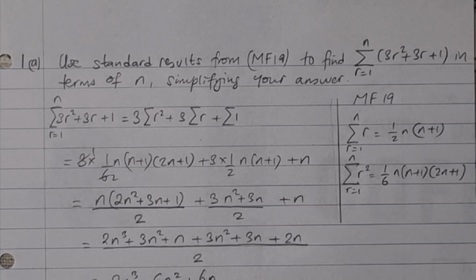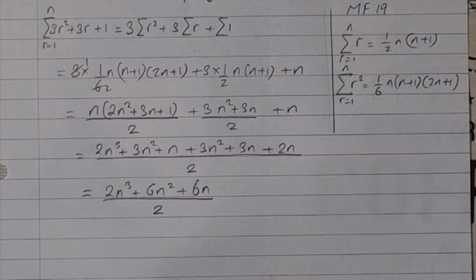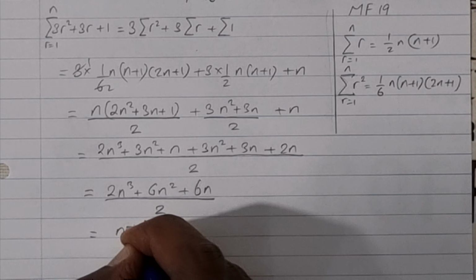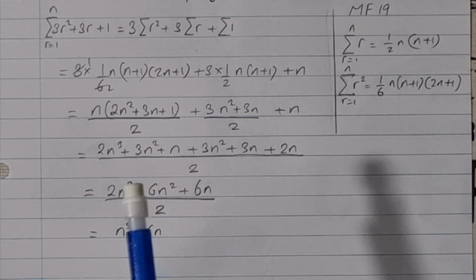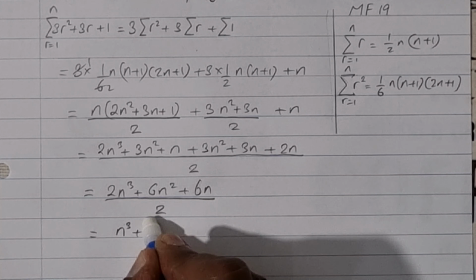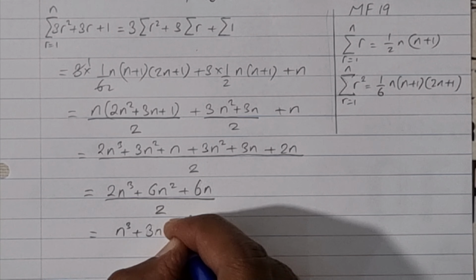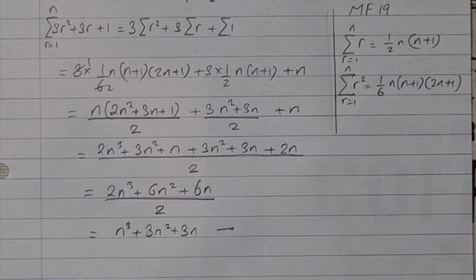So now from here, we're going to get the whole expression divided by 2. So that's going to become n to the cube plus 6n squared. So 6n squared divided by 2 is going to be equal to 3n to the square plus then 3n. So that's the first part of the question.